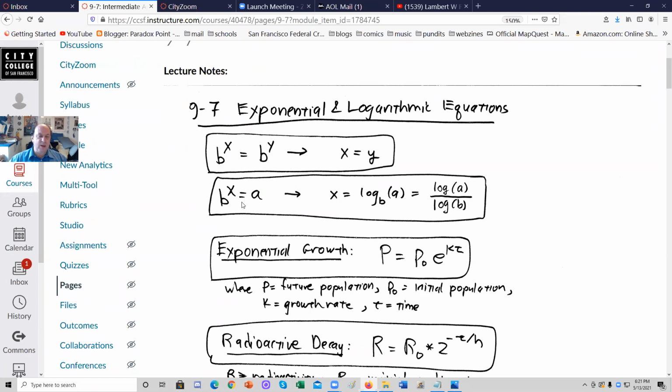To solve b to the x equals a, you take log base b of both sides. On the left side, the b's cancel, and you just get x. On the right side, you get log base b of a. Or, from the change of base formula, it's common log of a over common log of b.